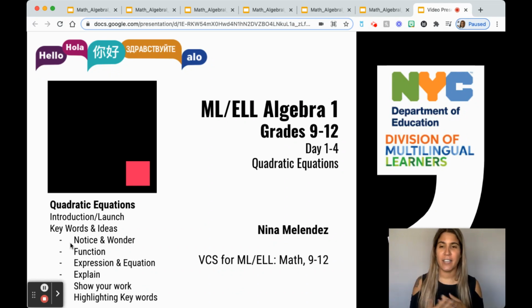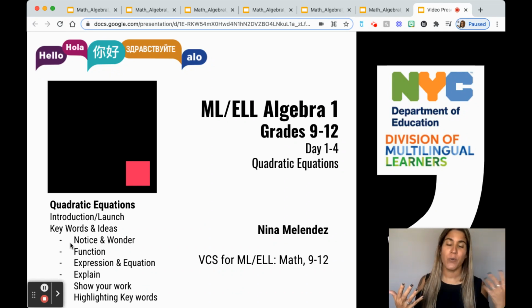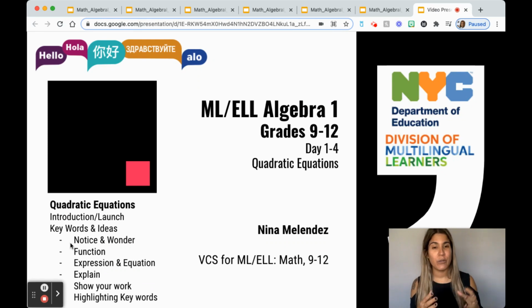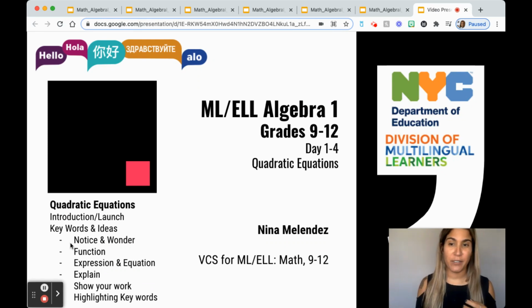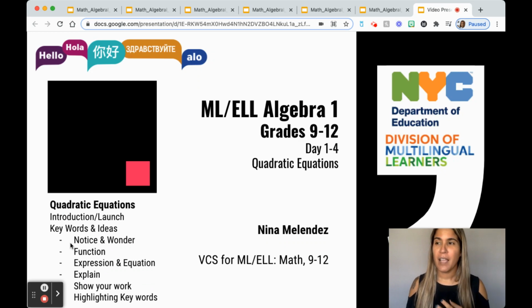Have them review and understand what a function is, what an expression is, what an equation is, and how to distinguish between a linear and a quadratic function. Have them explain, and discuss the word explain and how showing their work can actually allow them to explain better. And as always, a good thing is highlighting key concepts for our multilingual learners to ensure that they are focused and not just skimming through those words.